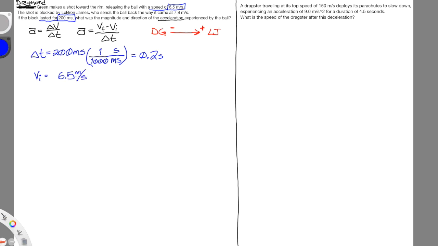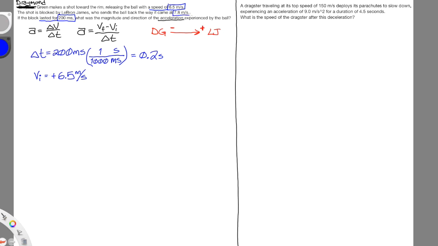To make that a velocity, we have to consider the positive or negative, or the direction, of that 6.5 meters per second. Draymond Green is releasing the shot towards LeBron James and the rim. That is the direction we chose for positive, so v_i here is positive.